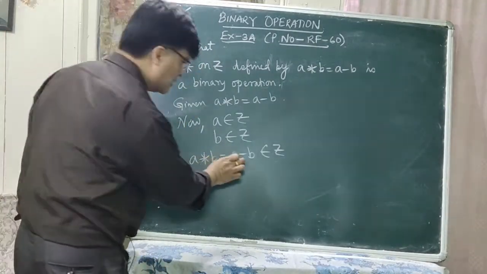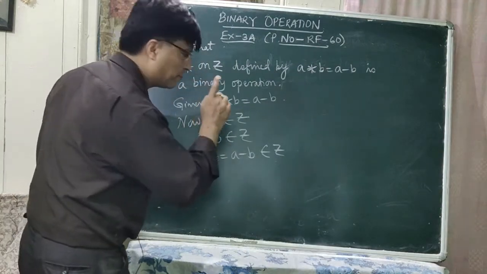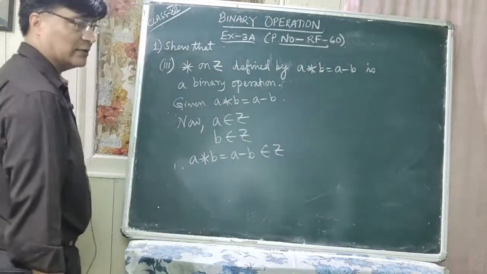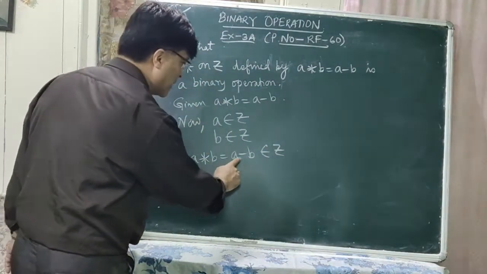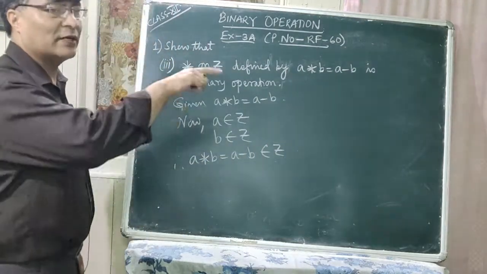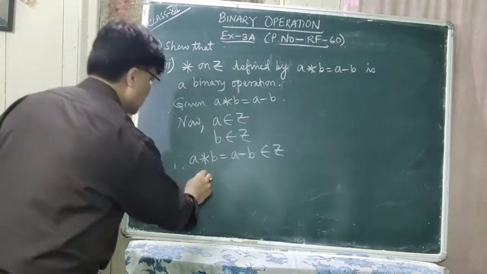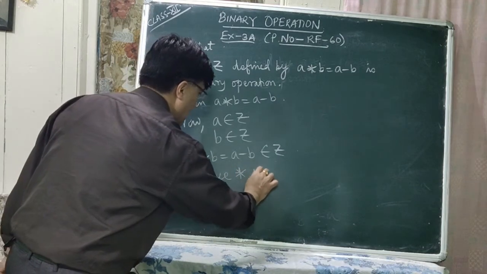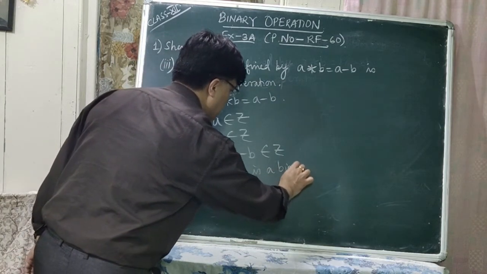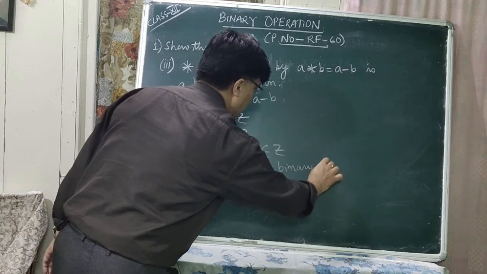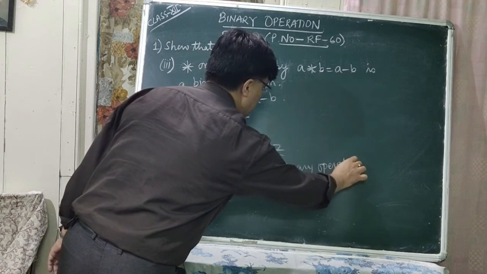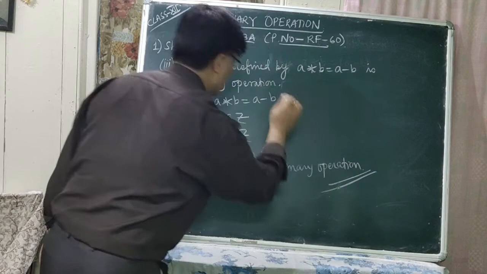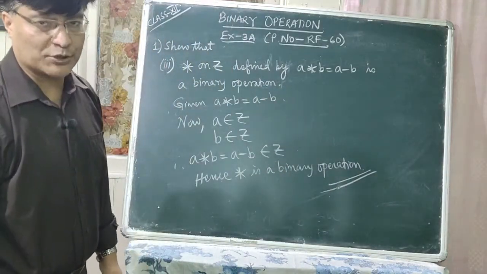We know that the difference of these two integers is also an integer. That means A star B is equal to A minus B also belongs to the set of integers. So hence star is a binary operation in this case.